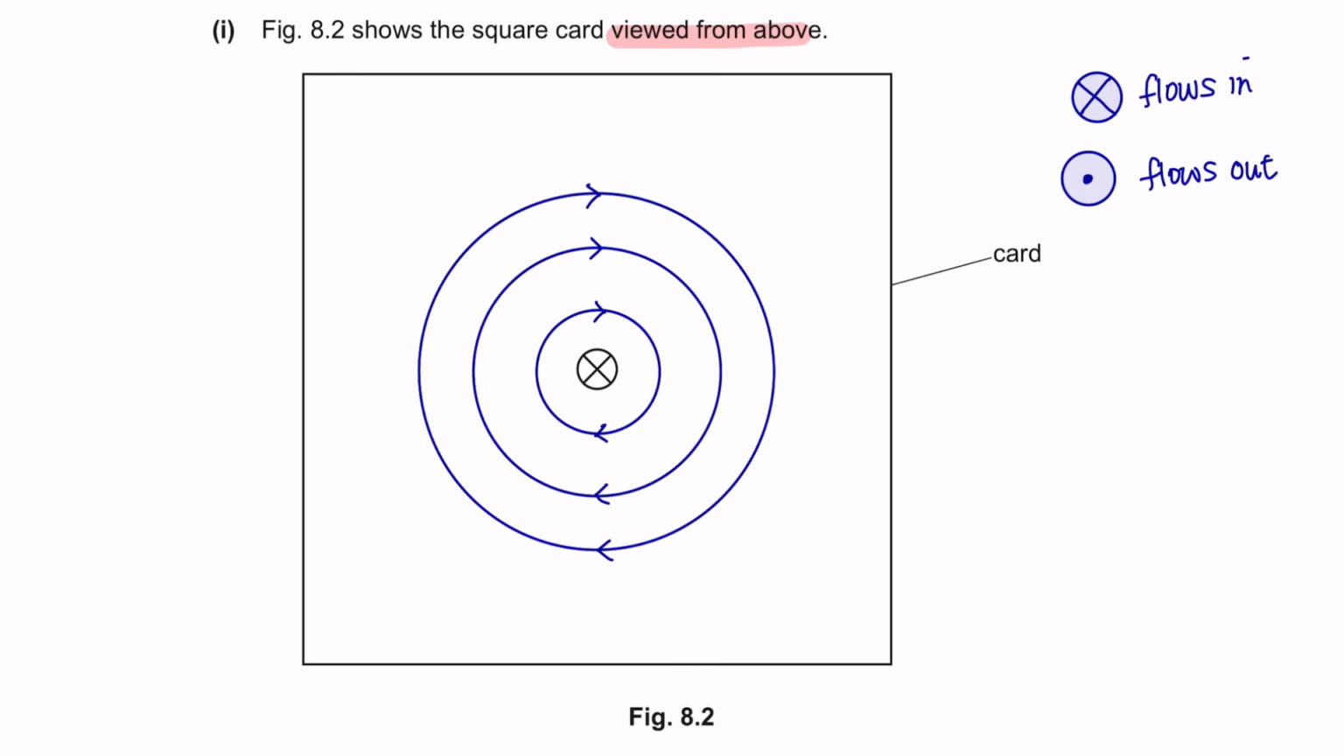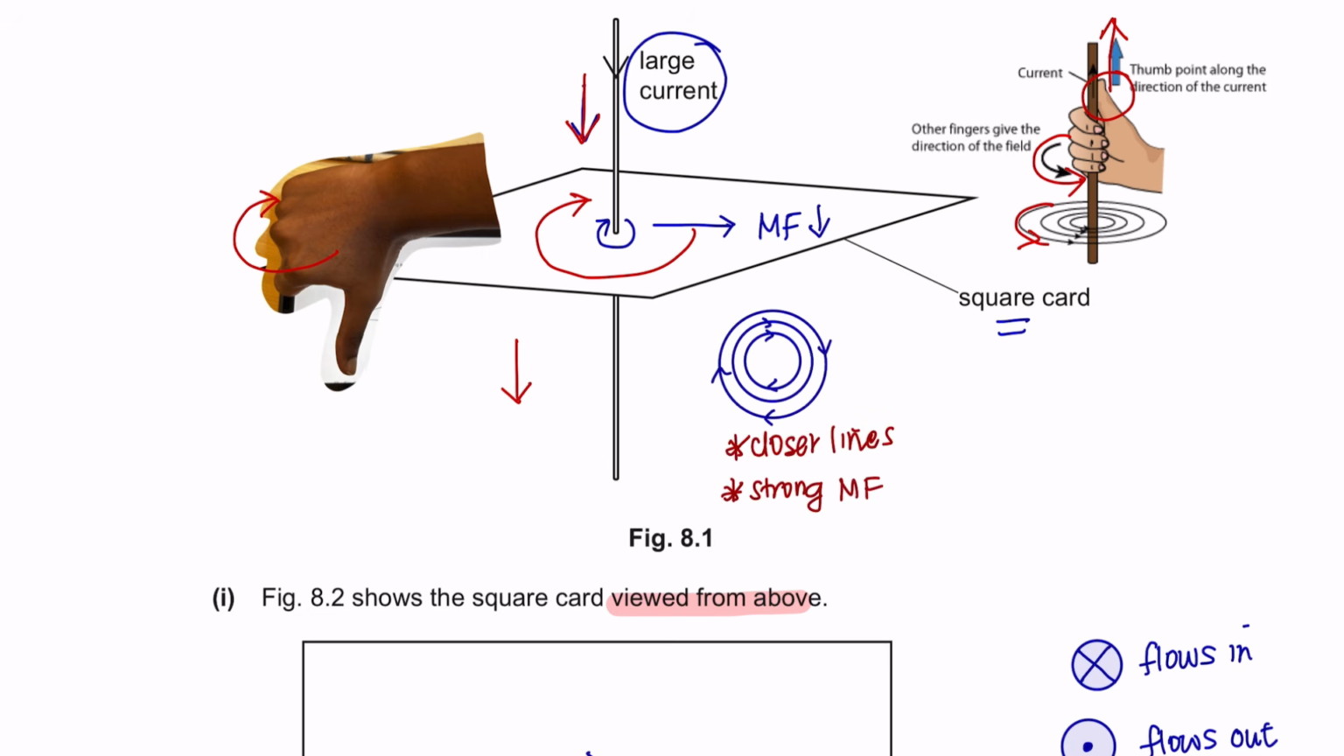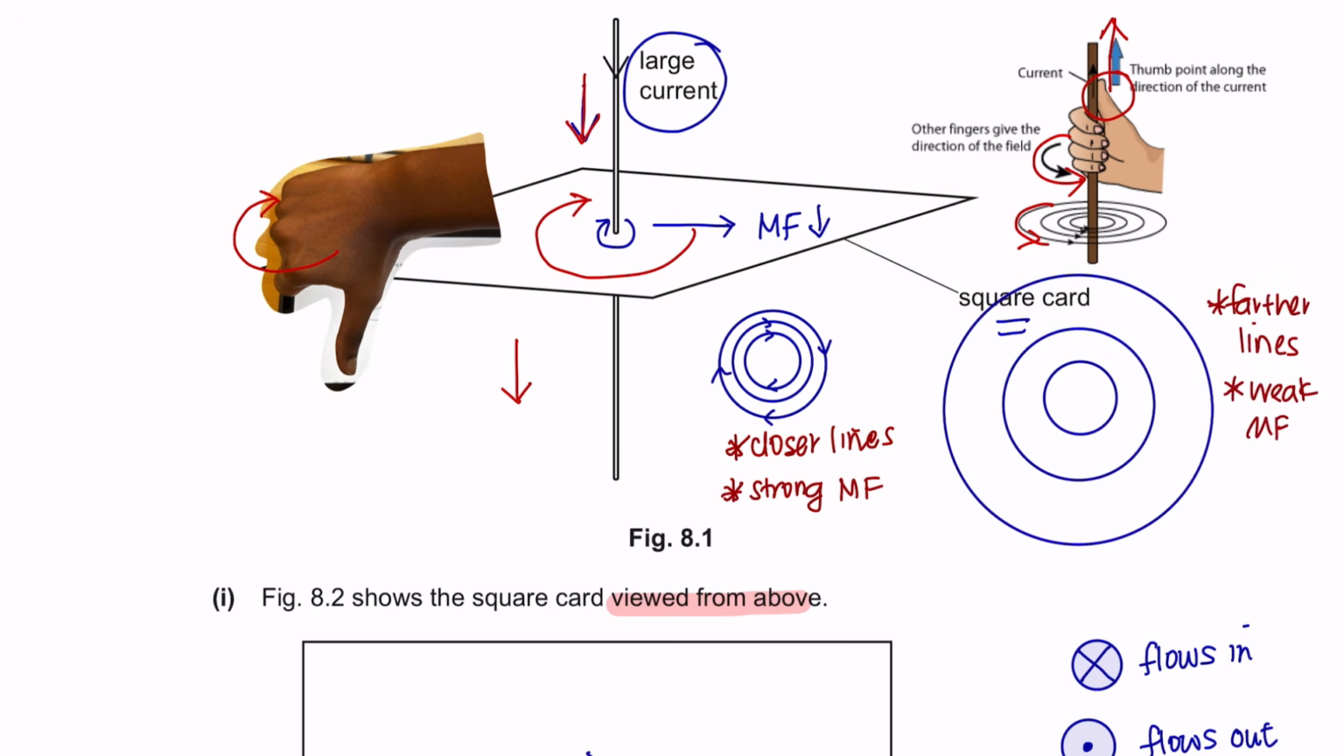To do this, we have to understand how current affects the magnetic field. The magnetic field is stronger when it is closer to the current, and as it moves further, the strength of the magnetic field will decrease. We can demonstrate the strength of a magnetic field by drawing the magnetic field lines closer to each other. And to demonstrate a weaker magnetic field, we will draw the magnetic field lines further from each other.